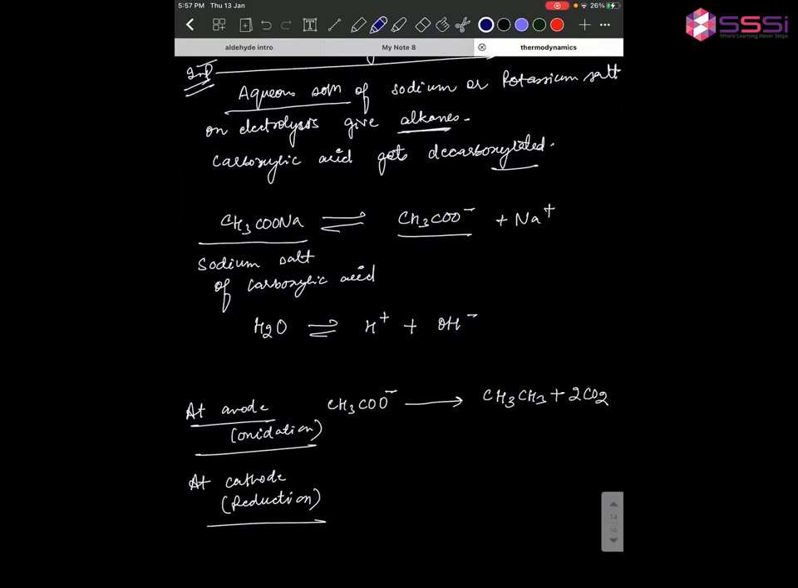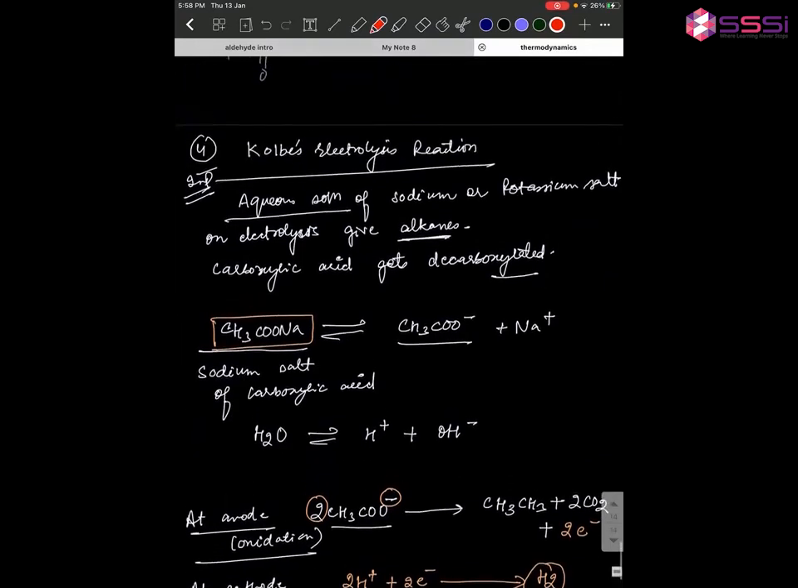Now we need to balance this. So we are putting two molecules of this carboxylate ion, so it will have two negative charge. To balance this, we are putting two electrons here. For cathode, it will be 2H positive plus 2 electrons, forming H2. So this sodium salt of carboxylic acid is liberating hydrogen gas. So this was Kolb's electrolysis process.